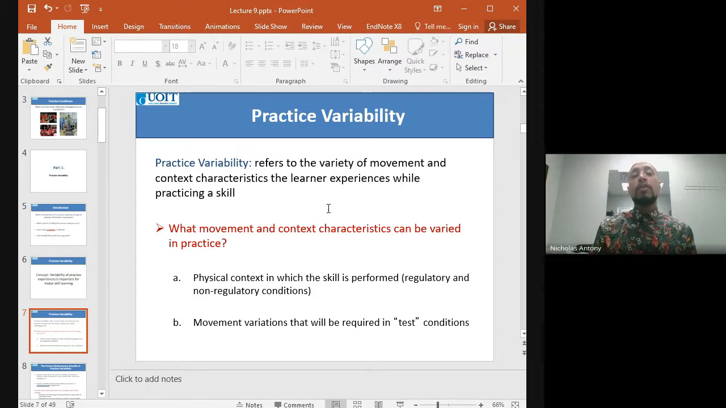Because when we vary movement and context characteristics in practice, we can vary the physical context in which the skill is performed. So we can alter regulatory and non-regulatory conditions. We can also change the movement variations that are required in the test conditions. That would be an example of talking about basketball, learning how to shoot, but shooting from different areas on the court, for example. I think Joshua is just putting together an answer for us.